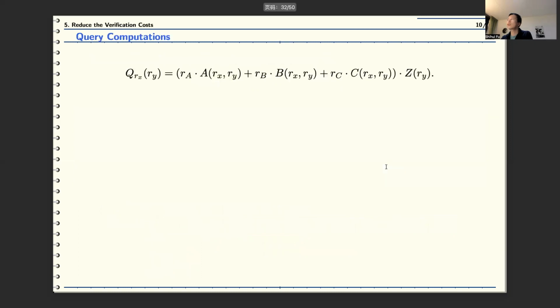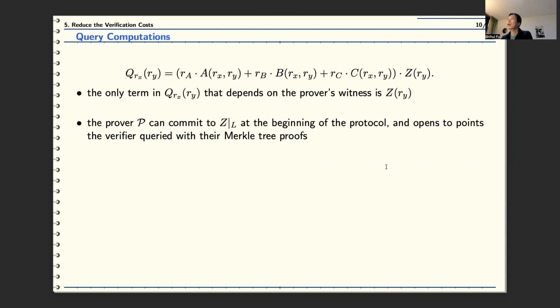Let's write them out explicitly here. The only term in Q(Rx, Ry) that depends on the prover's witness is Z(Ry). Here Rx, Ry, Ra, Rb, and C are all chosen by the verifier. The prover can commit the vector Z at the beginning of the protocol and open to the points the verifier queried with their Merkle tree proof. We're using the Merkle tree commitment to commit the vector Z.